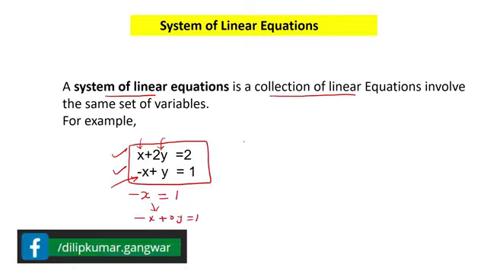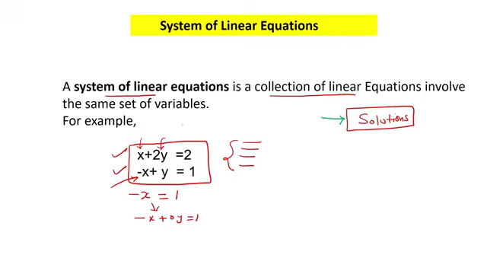Now, what does it mean that we have to find the solutions of a system of linear equations? For example, we have these two equations. To find the solution of these linear equations, we have to find the values of the unknowns. That is, we have to find the values of x and y such that when they are put in both these equations, they satisfy both equations. That means when the x and y values are put in the first equation, this side should give us the answer 2.